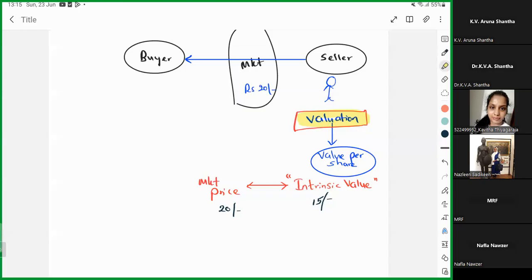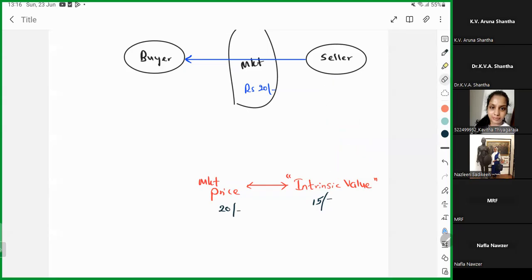Now let's think from the buyer's point of view. The buyer is interested in buying shares of this company, so the buyer also does the valuation. Let's say you are a buyer of these shares. Before buying, the market price is 20. You have to see whether that price is a good price.